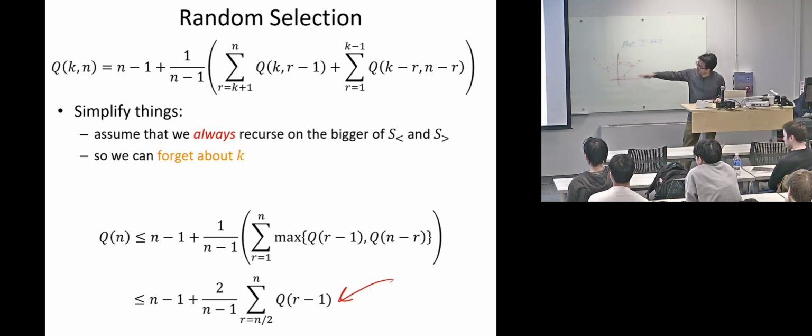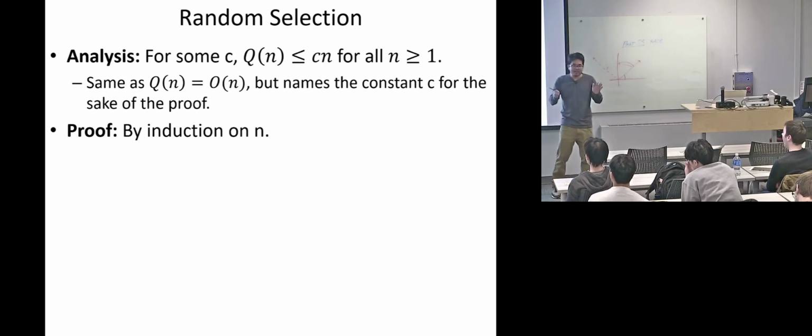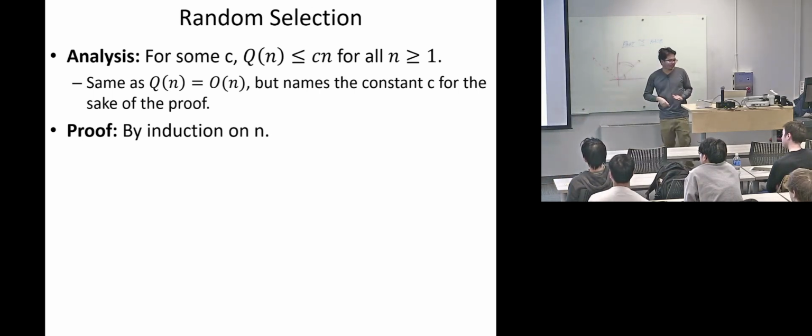Okay, so let's guess that this is linear, order of n. What I'm going to do is say that for some constant c, Q of n is at most cn. This is the same as saying that Q of n is O of n, but you see that it's really important for me to specify the constant here. You will see more precisely why later, but let me do it for now. I name the constant c here, and then let's prove this by induction.